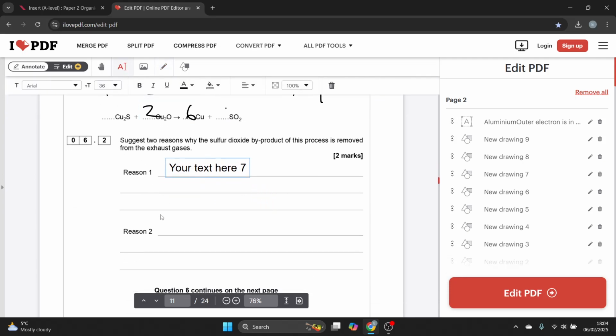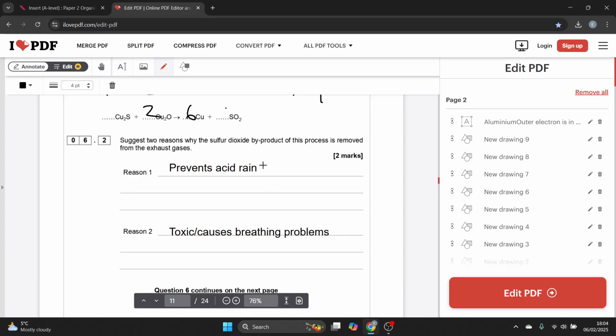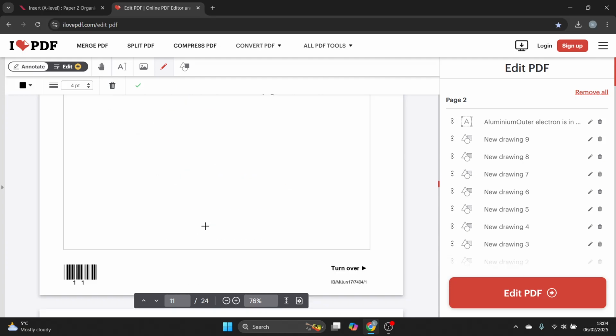Give 2 reasons why sulfur dioxide is removed from exhaust gases. It prevents acid rain, because remember sulfur dioxide will cause acid rain. Another reason is that it's toxic / causes breathing problems.